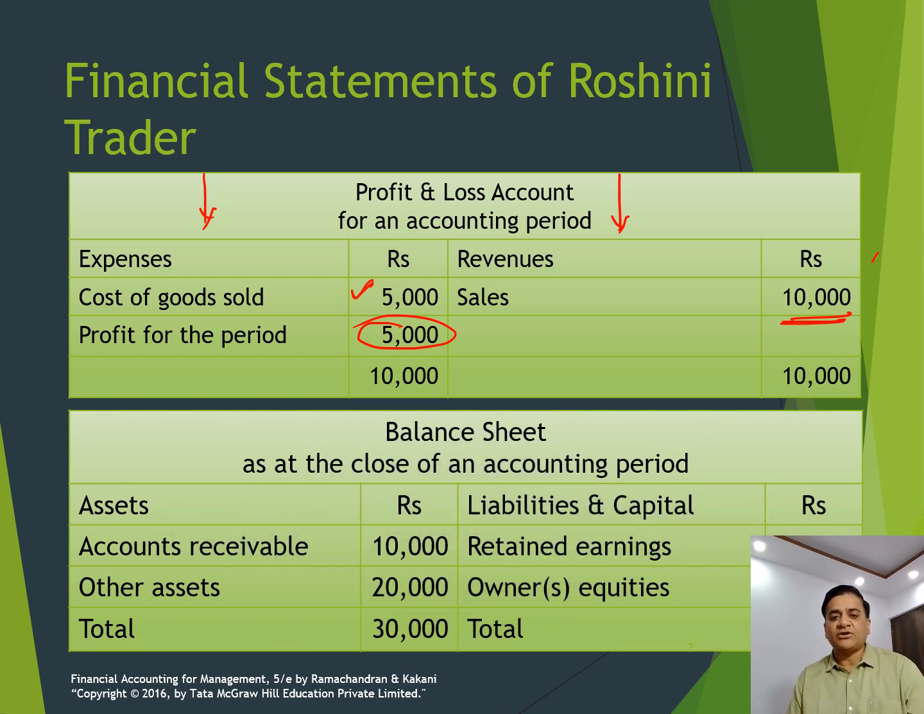The balance sheet says my accounts receivable are 10,000, other assets are 20,000, total assets are 30,000. Similarly, my retained earnings, meaning the profit which is not distributed, is 10,000 as of now. And then equities would be to the tune of 20,000. Right? So I would say here both sides of the balance sheet match at 30,000 each. Clear?